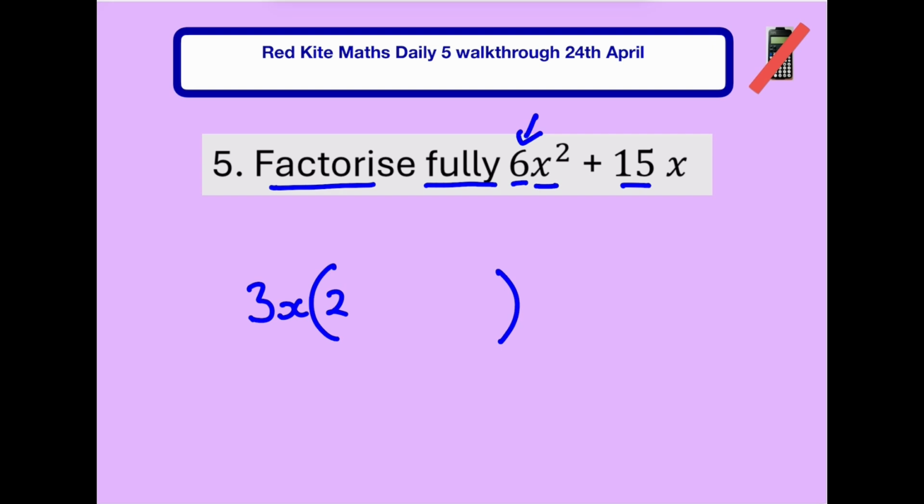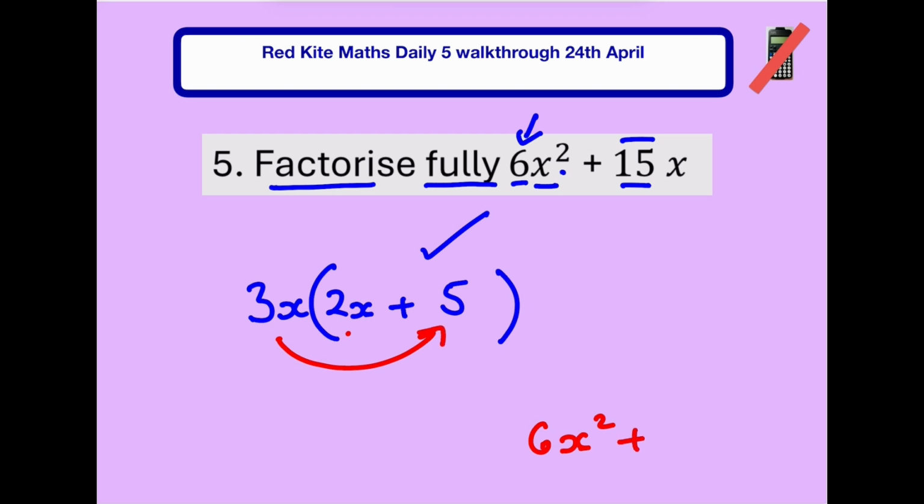But we want x squared, so we'll put an x there. Then 3 times what is 15? 3 times 5 is 15, and we're just going to put a 5 in there. This is our answer. If we were to expand it back out, we would then get 3x times 2x would be 6x squared. And then 3x times 5 would be plus 15x. So our final answer was just this guy here.